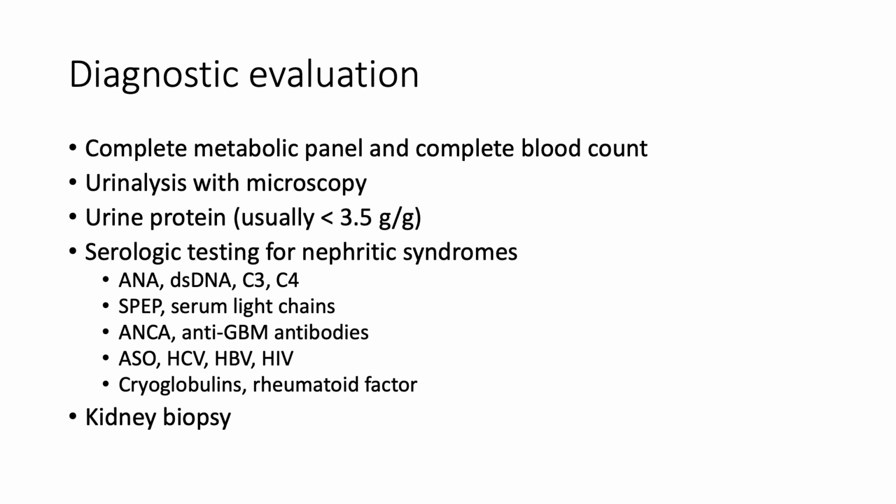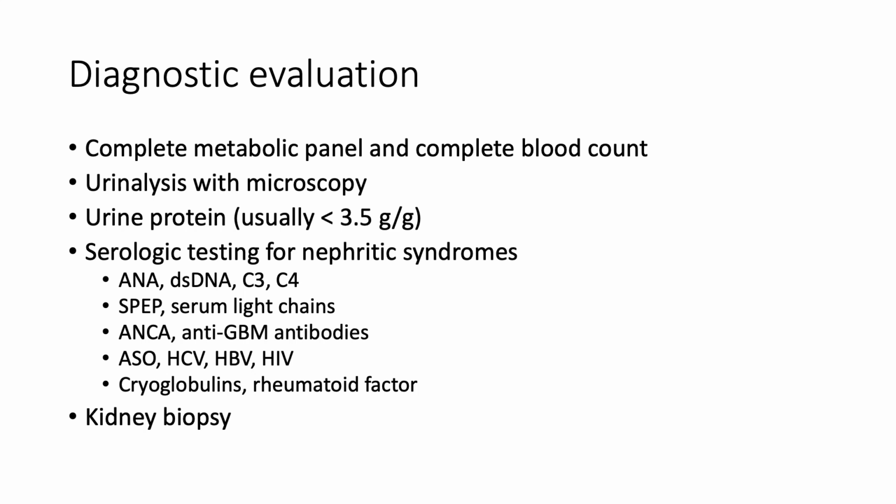But you're also going to want to do serologic testing for different types of nephritic syndrome. So you can grab an ANA and a double-stranded DNA and complement levels to evaluate, is this lupus or some kind of C3 glomerulopathy? You can get SPEP and serum light chains to rule out myeloma, which doesn't usually present with nephritic syndrome, but it can cause proteinuria, and you wouldn't want to miss that. So most nephrologists will check for that. You're going to send your ANCA and anti-GBM antibodies to look for vasculitis.